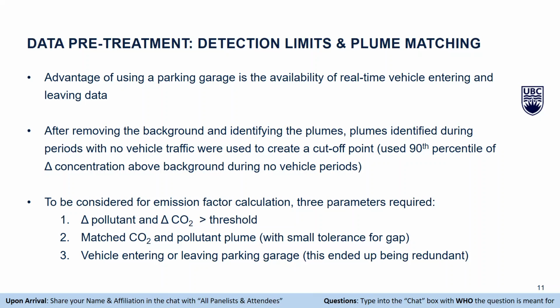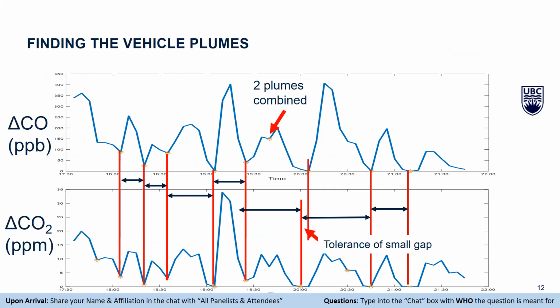And there did actually have to be a vehicle entering or leaving the parking garage. So it ended up being redundant. Nothing was eliminated. If it passed 1 and 2, it automatically passed 3. And so here you can see an example of what this looks like.